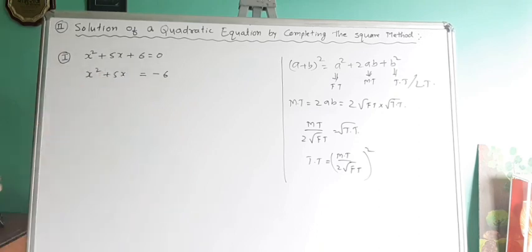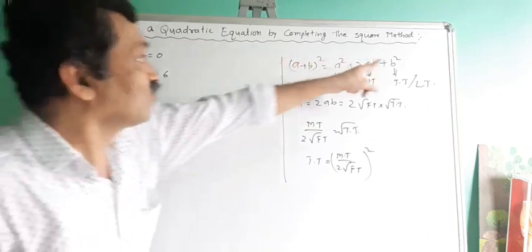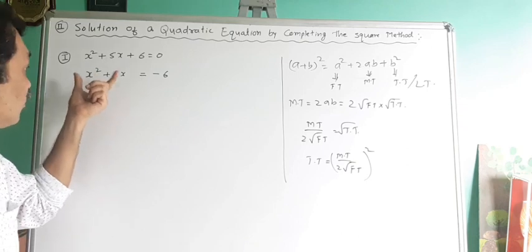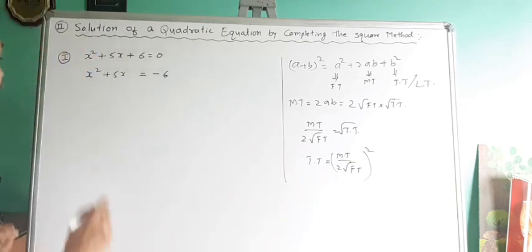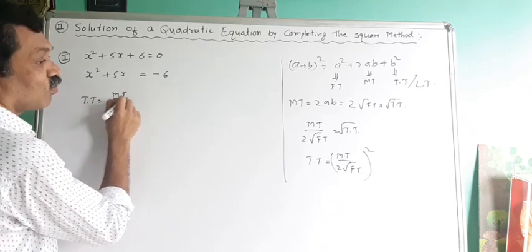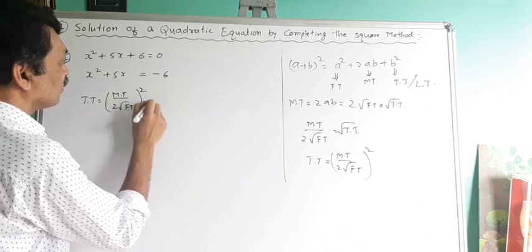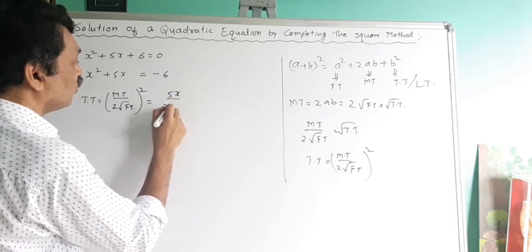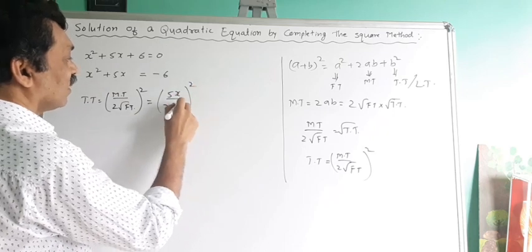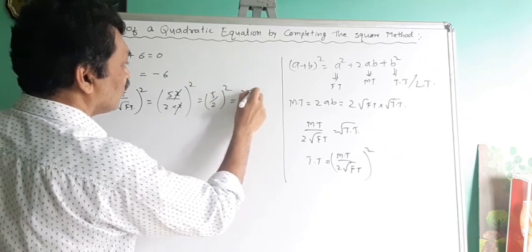Now there is no third term. This is our first term, this is our middle term, and we want to find the third term, to complete the square so that this side becomes a perfect square. To find the third term, we can use this formula. The third term is equal to the middle term upon 2 times the root of the first term, the whole square, which is 5x upon 2 into root of x square, which is x, the whole square. x cancels with x, so it is 5 upon 2 the whole square, which is 25 upon 4.